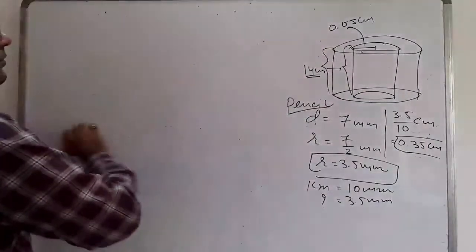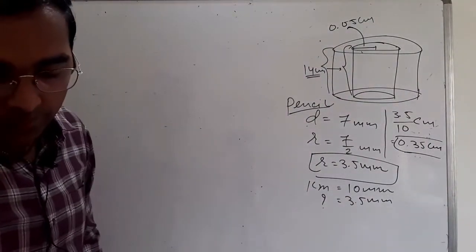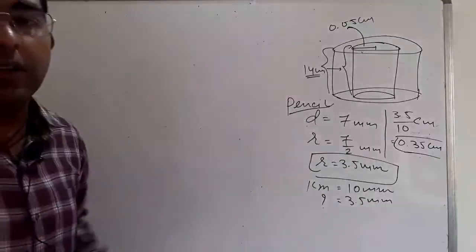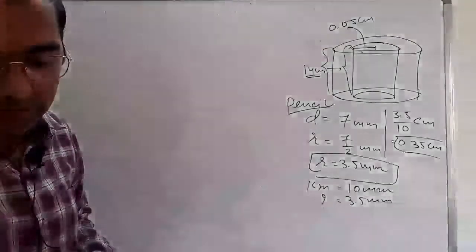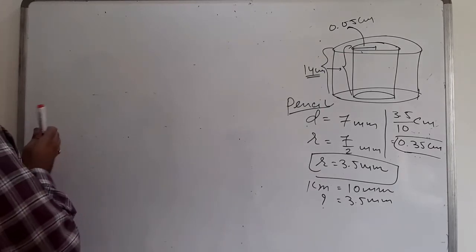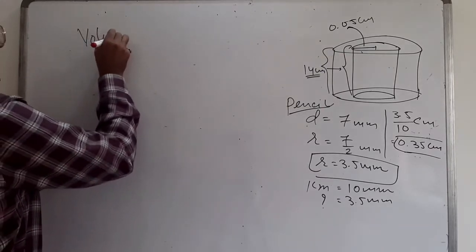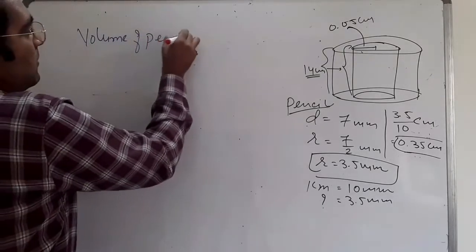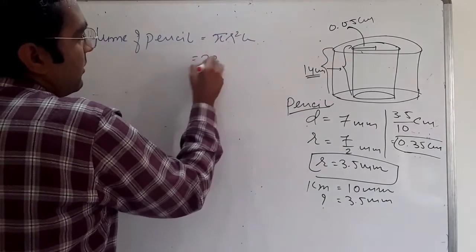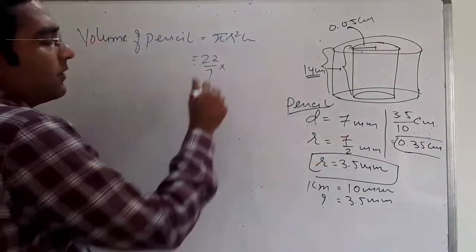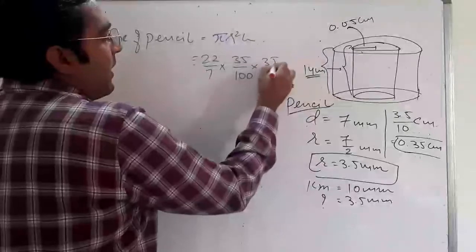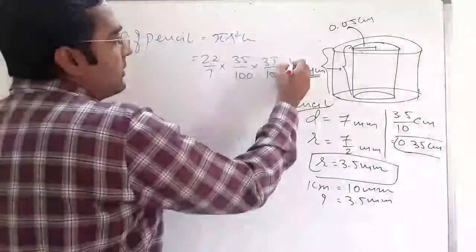So now we have to find the radius of the pencil, that is 0.35. Now we have to find the volume of the pencil. Volume of pencil is pi r square h. Pi is 22 by 7, into radius of the pencil, 35 by 100, into 35 by 100, into height of the cylinder, that is 14.